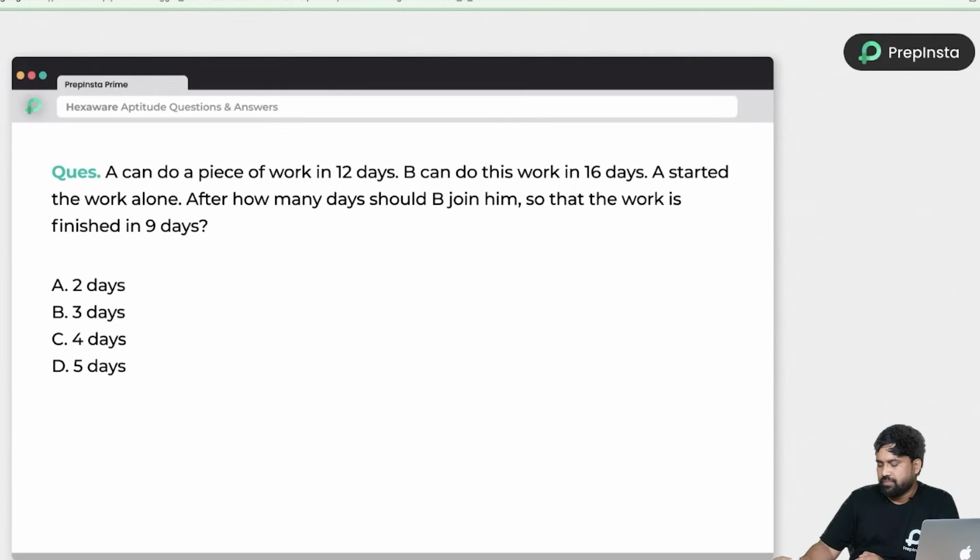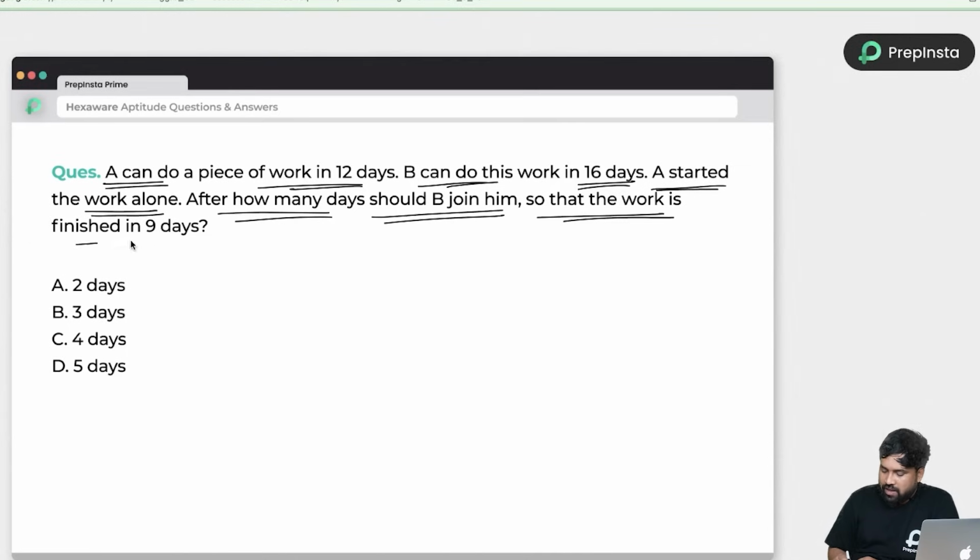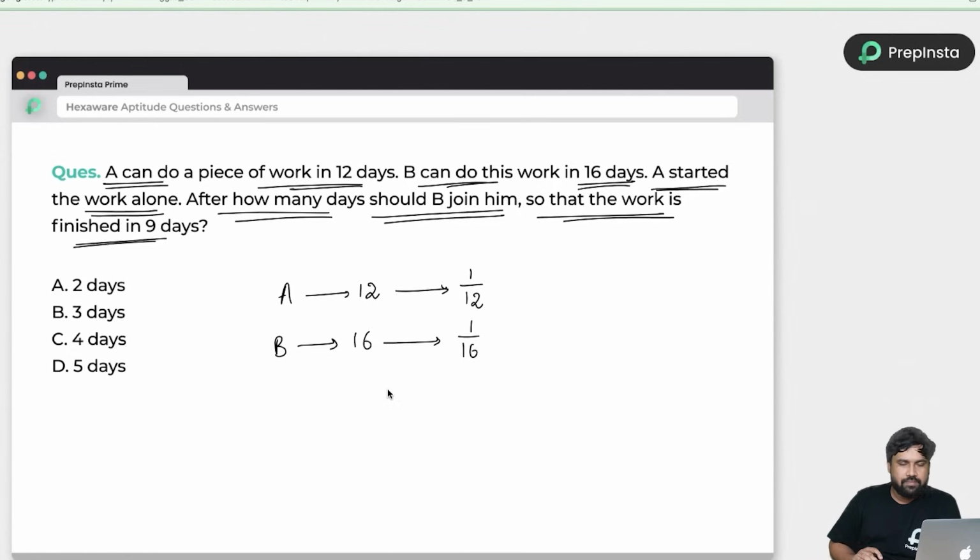So just look at the question here. A can do a piece of work in 12 days and B can do a piece of work in 16 days, and A started working alone. After how many days should B join him so that the work is finished in 9 days? So A is working and he will complete the work in 12 days and B can finish the work in 16 days. Whenever you are given a number of days, you have to convert it into per day work, right? So 1 by 12 is the per day work of A, 1 by 16 is the per day work of B.